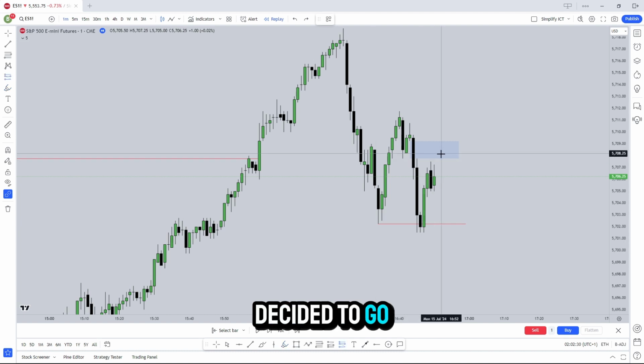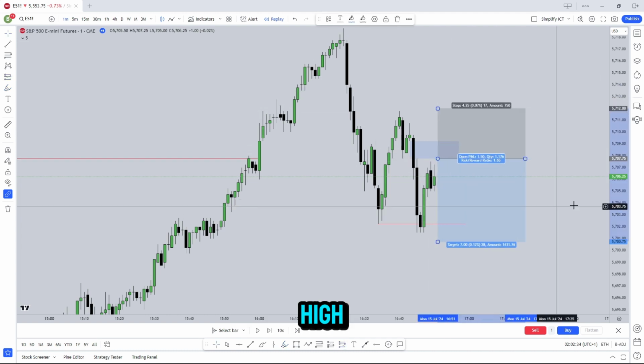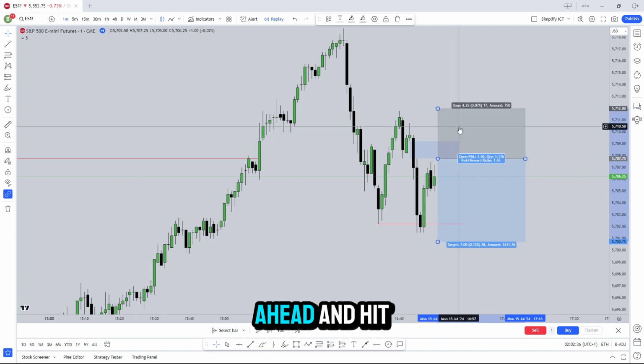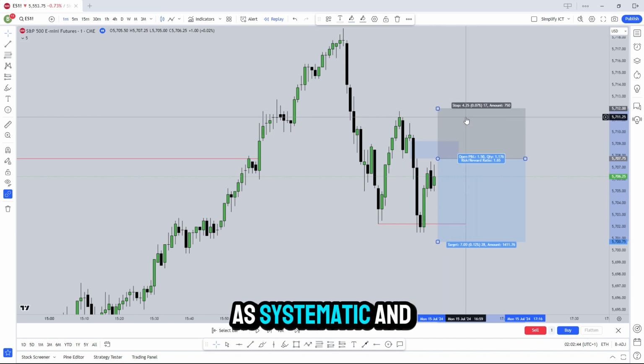That's why I decided to go ahead and take a short in this area right here, place my stop loss safely above this high, because if price was to go ahead and hit my stop loss, the trade would have been invalidated. And remember, we want to keep it as systematic and mechanical as possible. So stop loss was safely above the high.